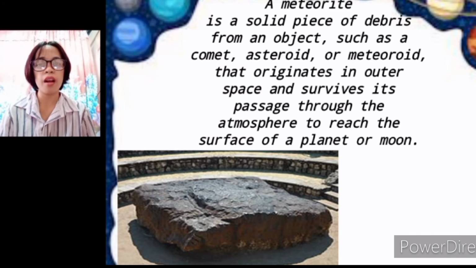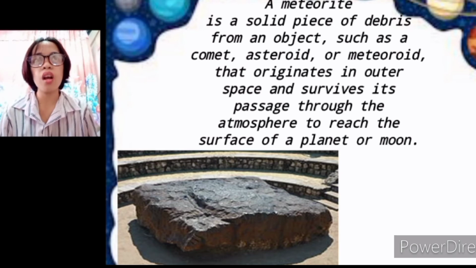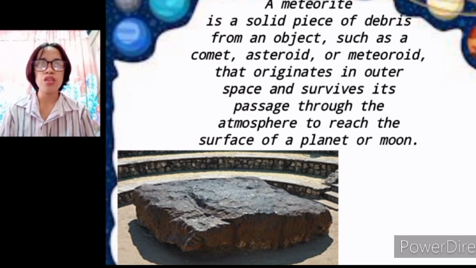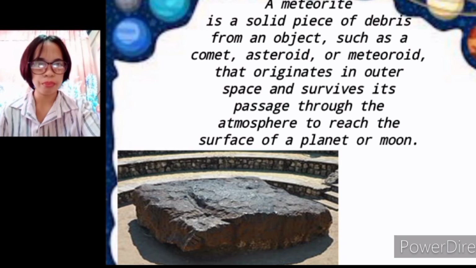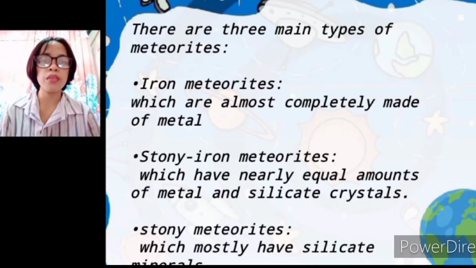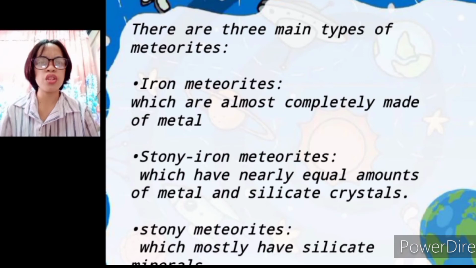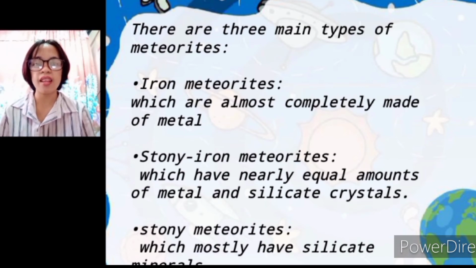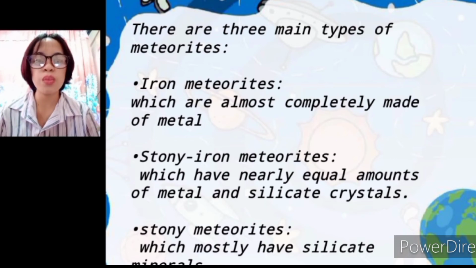Most of them are fragments of asteroids that broke apart long ago in the asteroid belt. The asteroid belt is located between Mars and Jupiter. Meteoroids orbit the Sun for some time, often millions of years, before colliding with the Earth. There are three main types of meteorites: iron meteorites, which are almost completely made of metal; stony-iron meteorites, which have nearly equal amounts of metal and silicate crystals; and stony meteorites, which mostly have silicate minerals.